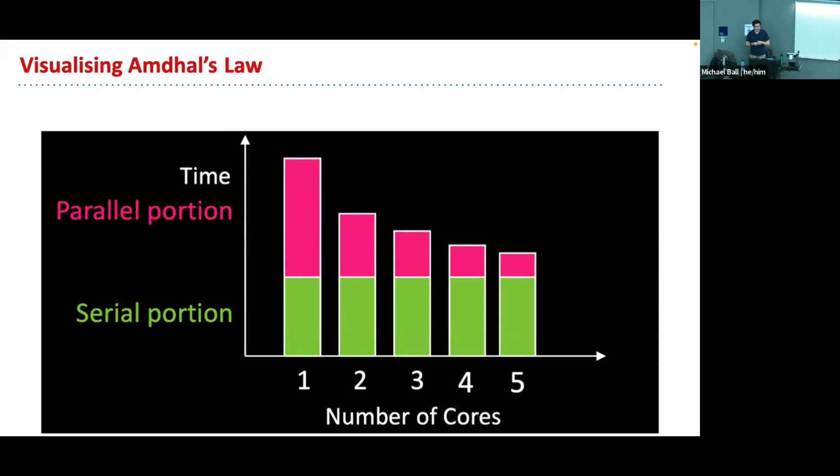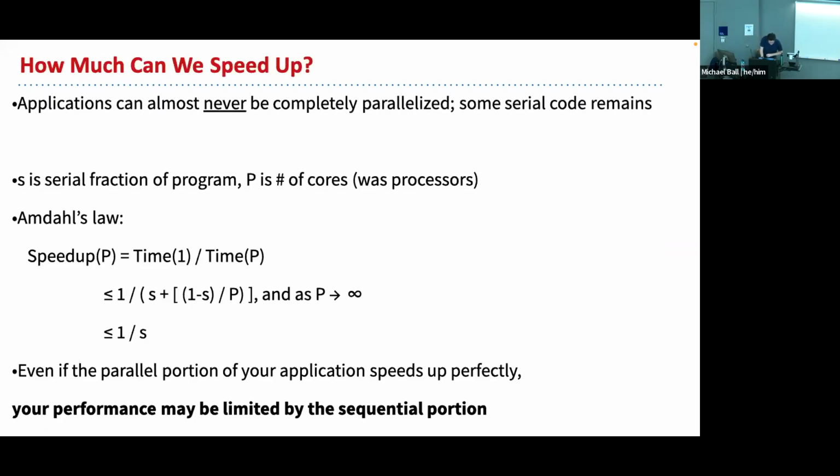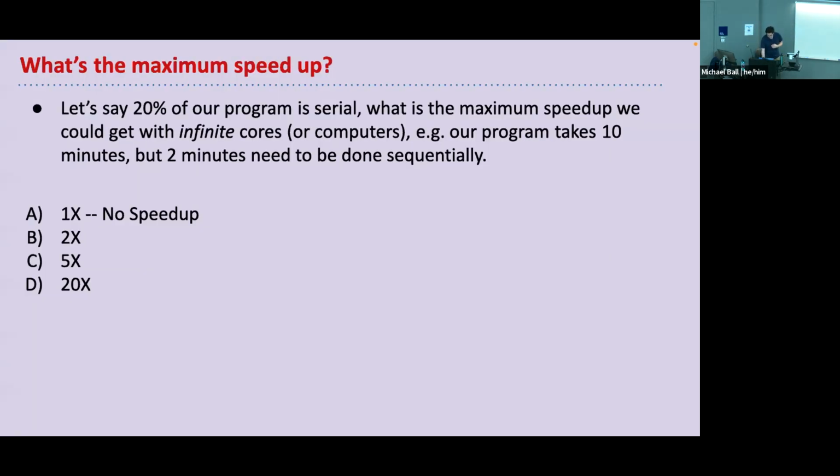In our formula, it shows up as 1 minus s. If we have 1 minus some serial portion over some number of processors, how much faster can we make our program? Amdahl's law gets us to think about what if we had an infinite number of processors? What is our theoretical maximum percentage that we could speed things up? So we're going to do one example of this, and then I'll take some questions.